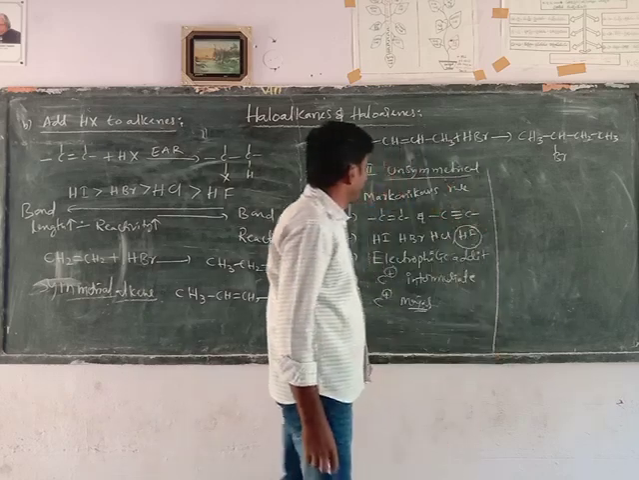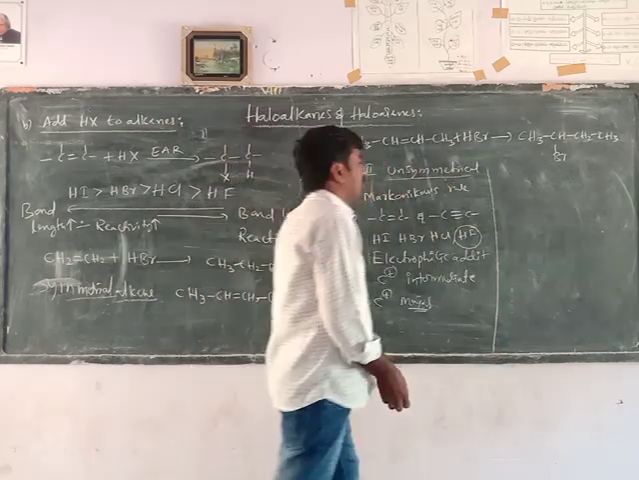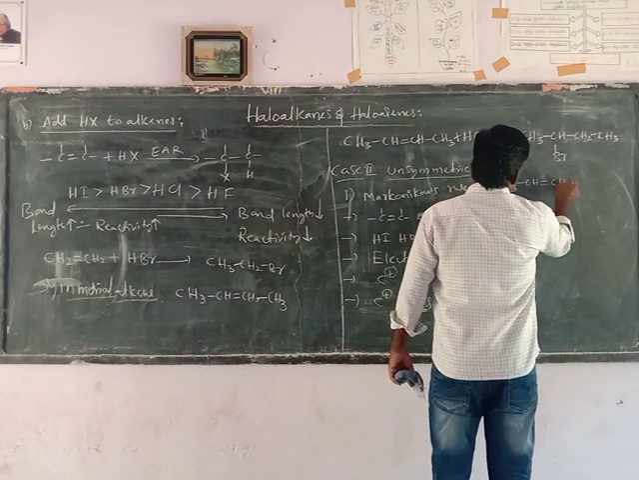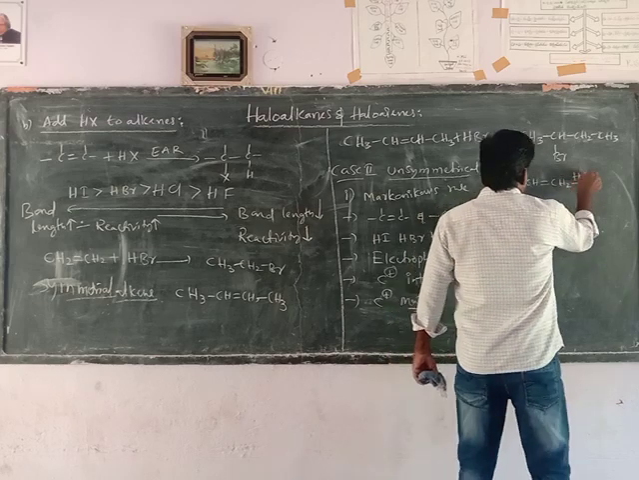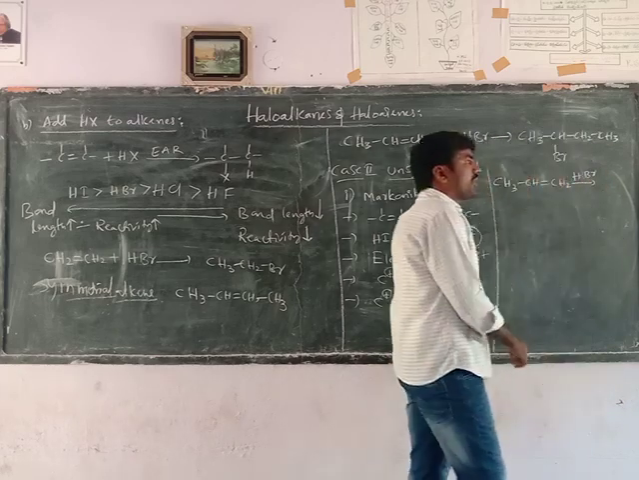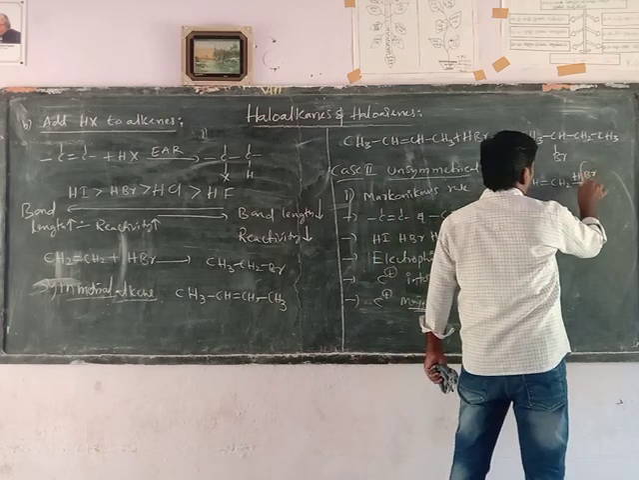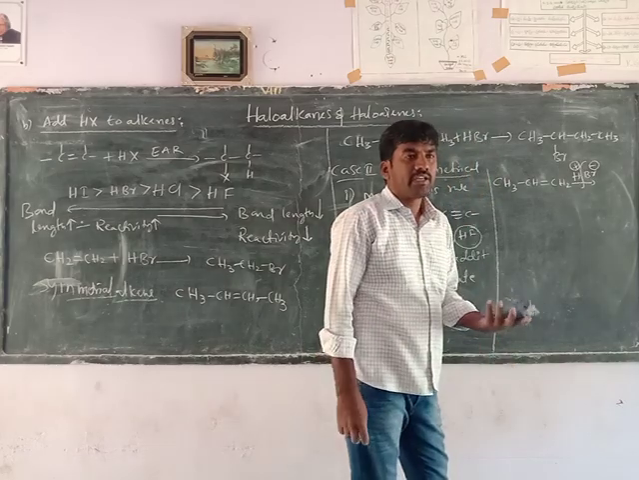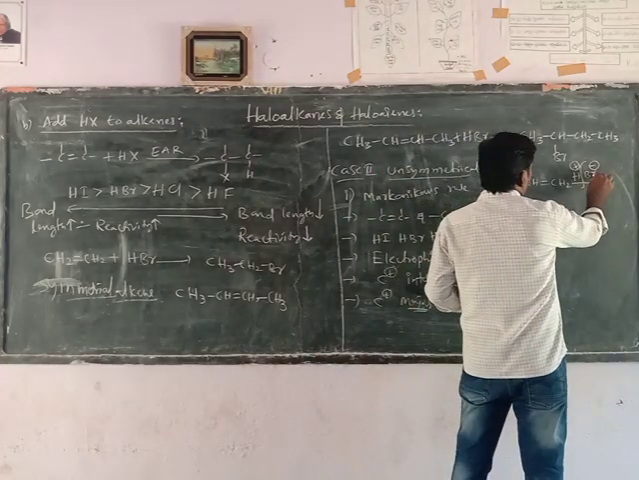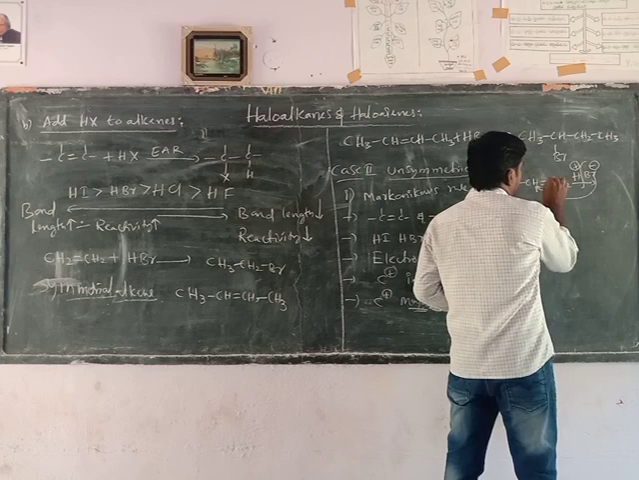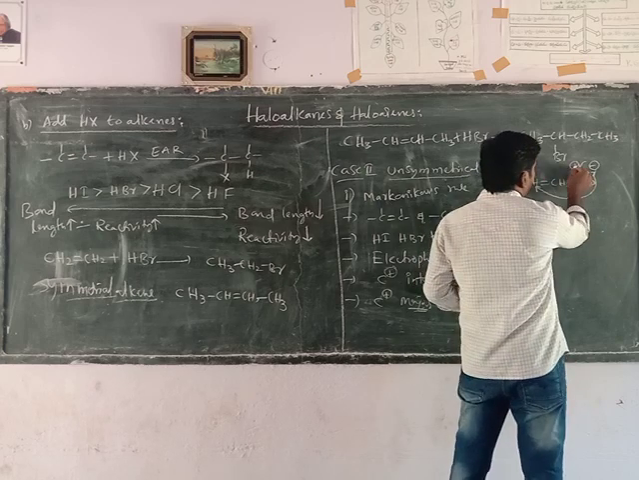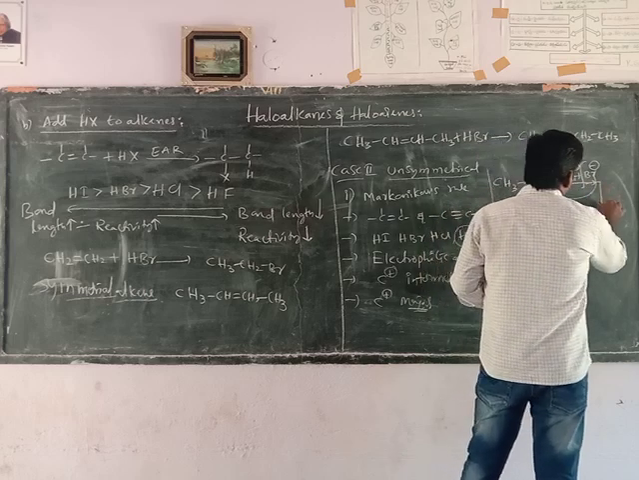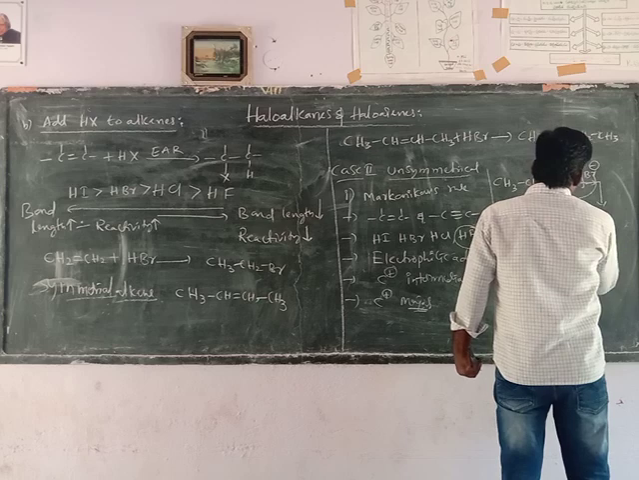Let's take an example for this, the Markovnikov rule. Propene reacts with hydrogen bromide. According to the Markovnikov rule, the negative part of the attacking reagent attacks the multiple bond carbon with a lesser number of hydrogen atoms, and the positive part of the attacking reagent attacks the multiple bond carbon with more hydrogen atoms. That is the product.